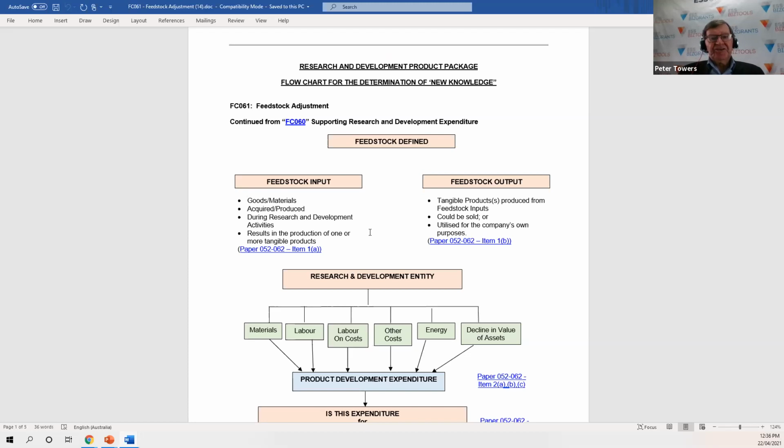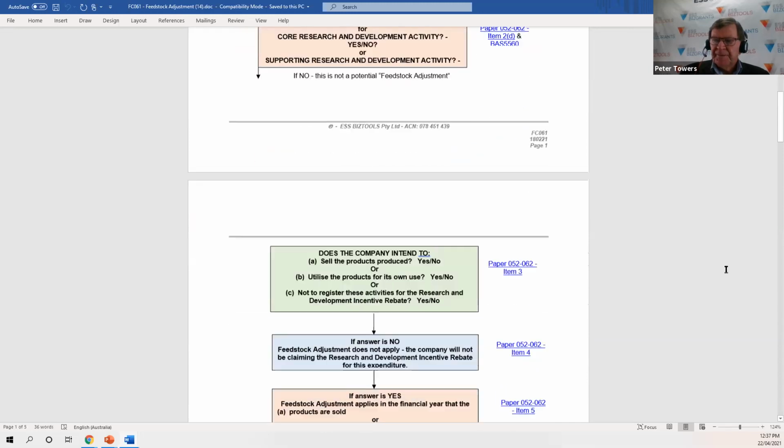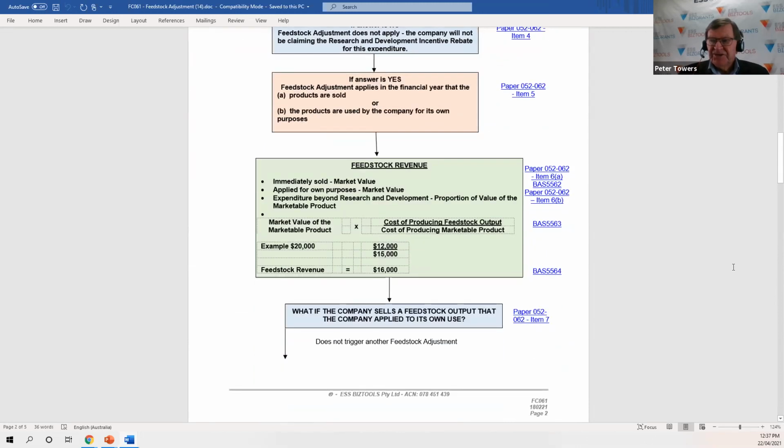Basically, what the government wants is there to be a clawback of some benefits that the company is now obtaining through being able to sell those products. A clawback because the company's been able to claim the full 43.5% of expenditure as a research and development incentive rebate item. So these charts explain how that all works, so the company can determine the feedstock adjustment.